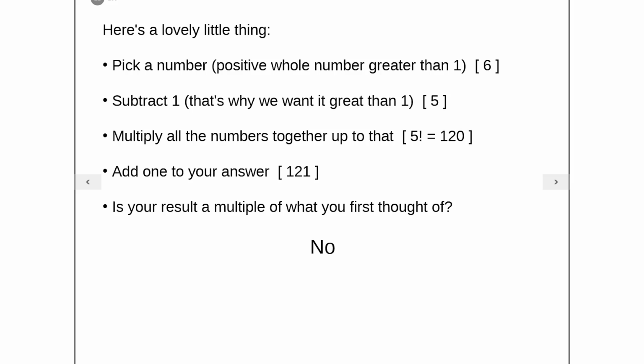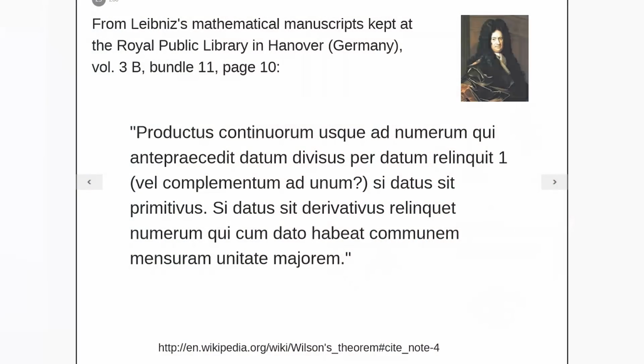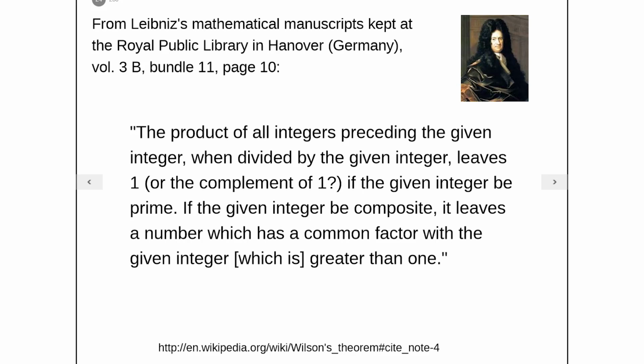If you do this several times, you discover that you get the answer yes if the number you start with is prime, and you get the answer no if the number you start with is not prime. This was actually known to Leibniz in the 1600s. And he wrote, well, it's in Latin there, I'll translate for you: the product of integers preceding the given integer, when divided by the given integer, leaves the complement of 1 if the given integer be prime. If the given integer be composite, it leaves a number which has a common factor with the integer, and so on. That seems like an awful lot of words.